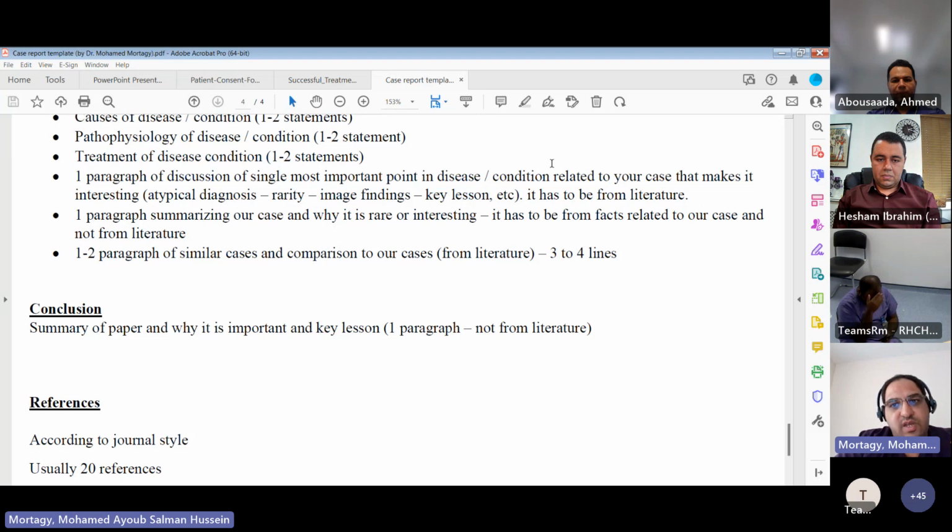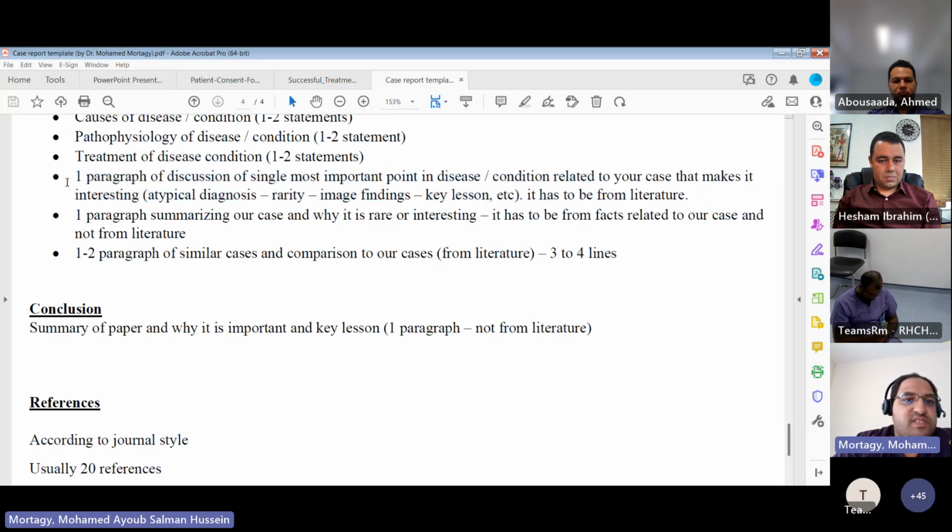It has to be from the literature, saying, oh, when I looked for the literature, I didn't find any Moyamoya and Graves disease happening in pediatric patients, and my case is a pediatric patient, for example. Or this one is usually treated by this treatment, we tried that treatment and it worked or didn't work or something, right? So that's another paragraph.